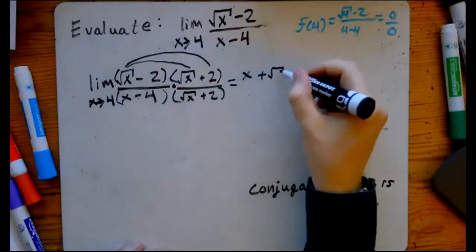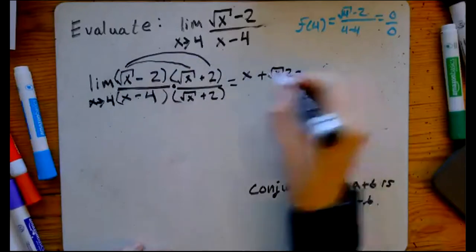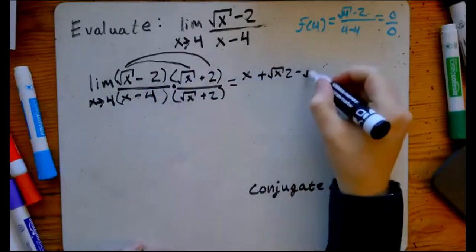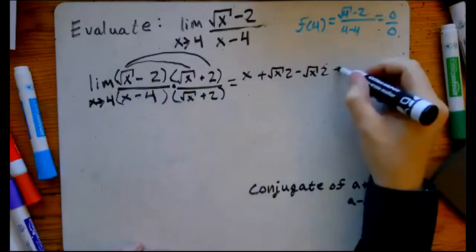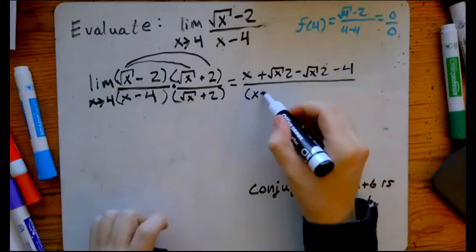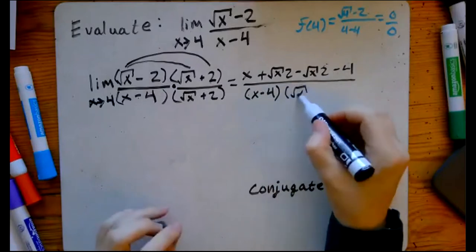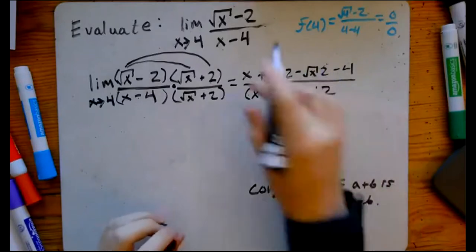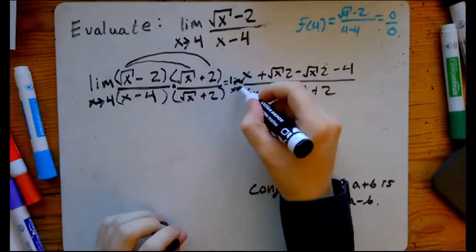plus the square root of x times 2, minus the square root of x times 2, minus 4, all over x minus 4, square root of x plus 2. Uh-oh, I forgot the limit. Limit as x approaches 4.